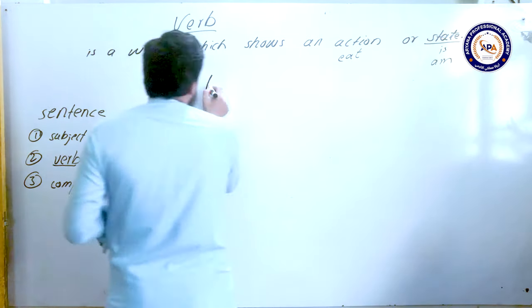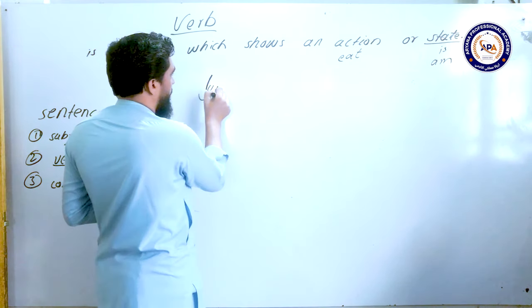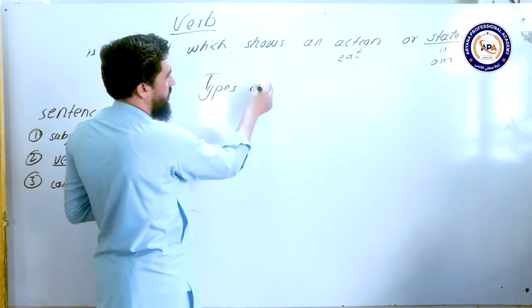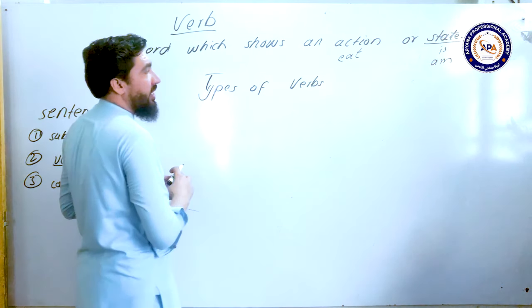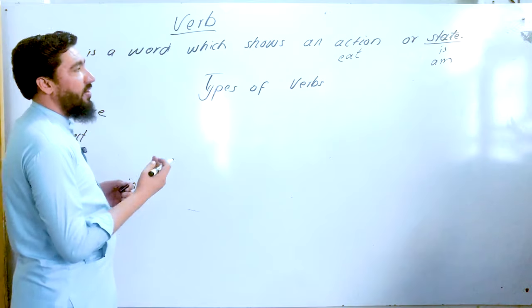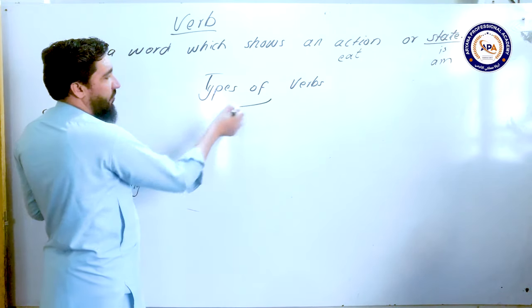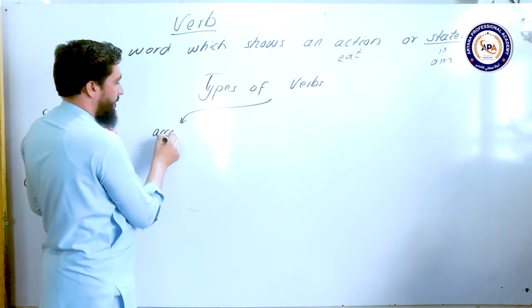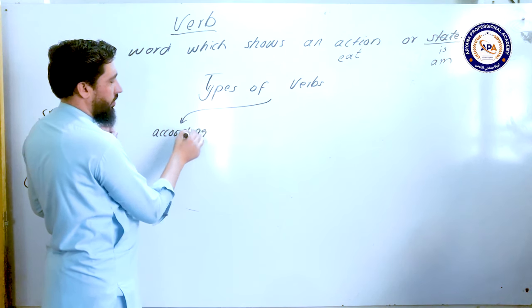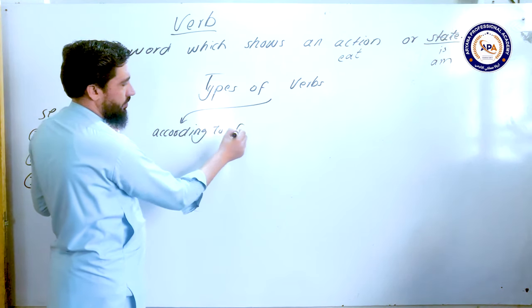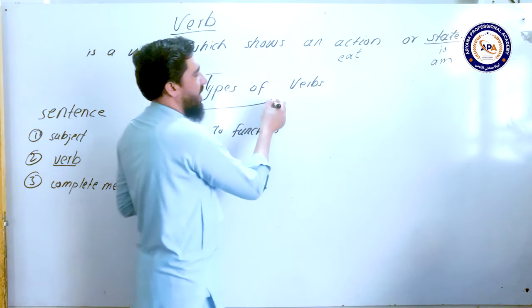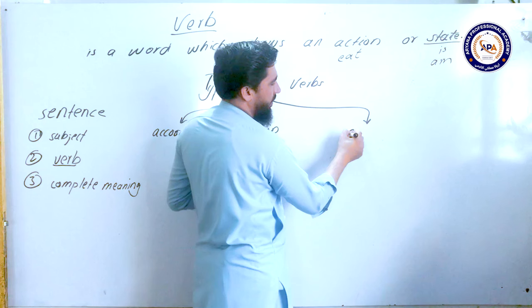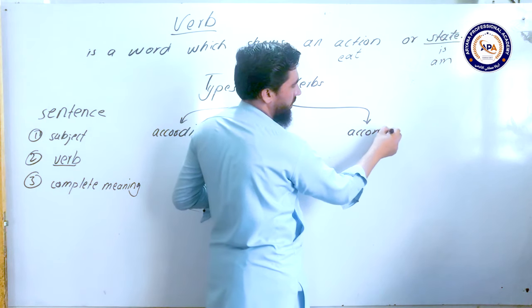When it comes to the types of verbs, we study the types of verbs from two different angles. One according to function, and second according to formation.